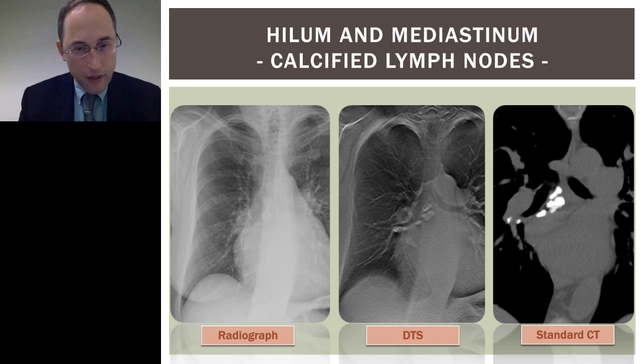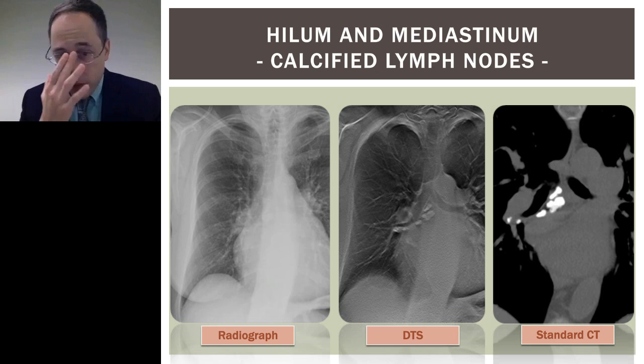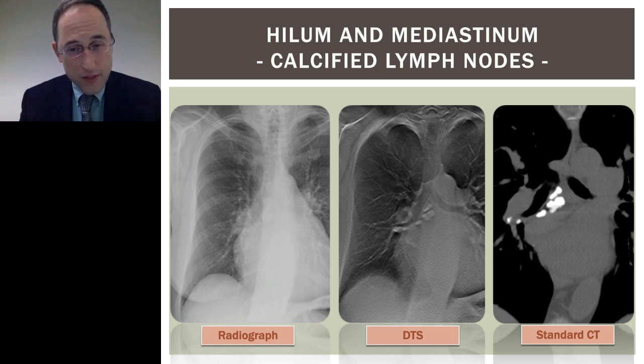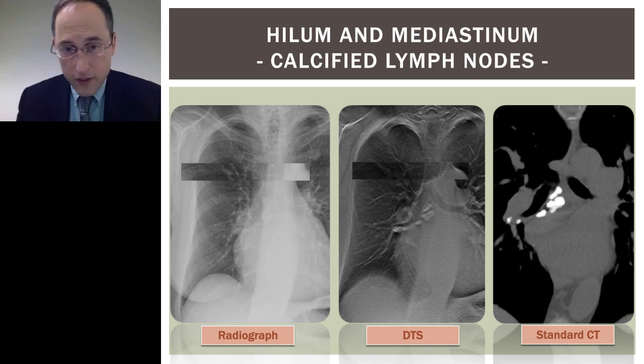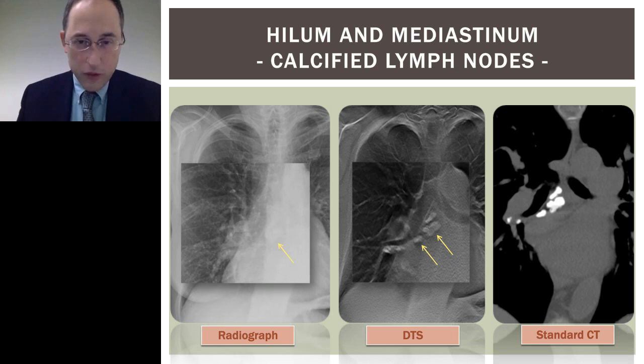The radiograph on the left, very difficult to appreciate that there are actually calcified nodes present. There's the CT on the right that shows them, and the tomosynthesis image in the center clearly shows them as well. I'm going to do a thick slab CT overlay to show you what I'm looking at. I'm going to zoom up those areas to show you the actual calcifications.